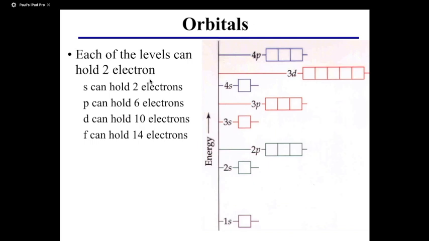Every S level can hold a total of 2 electrons. Every P can hold 6 because there are 3 spaces, and each space holds 2 electrons. Each D level can hold 10, and each F level can hold 14.